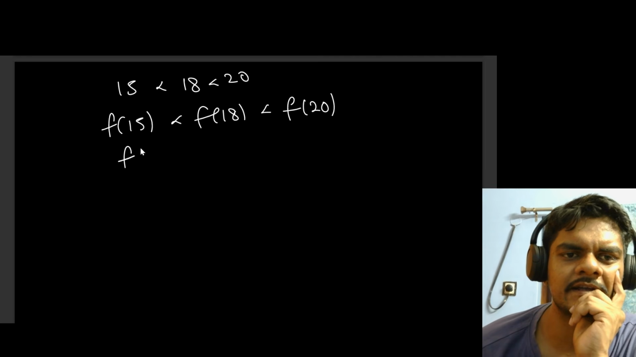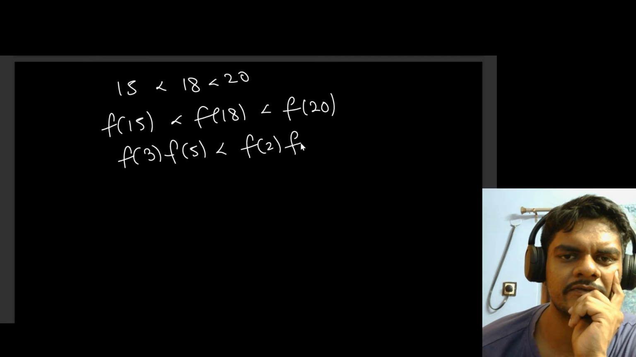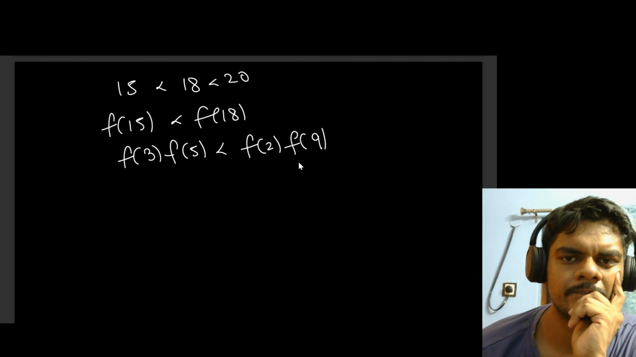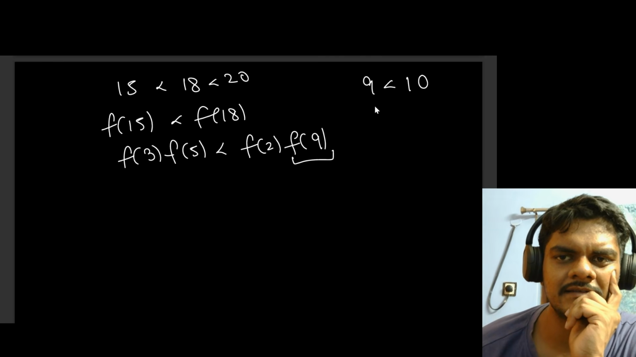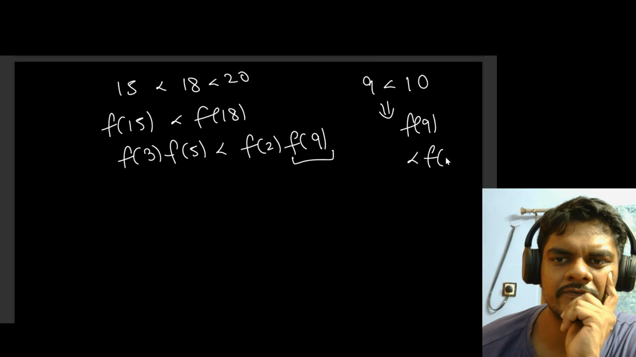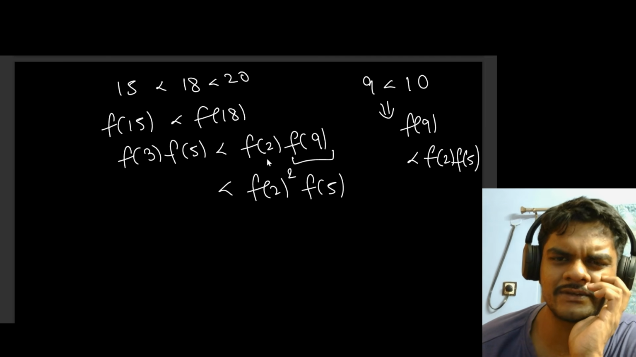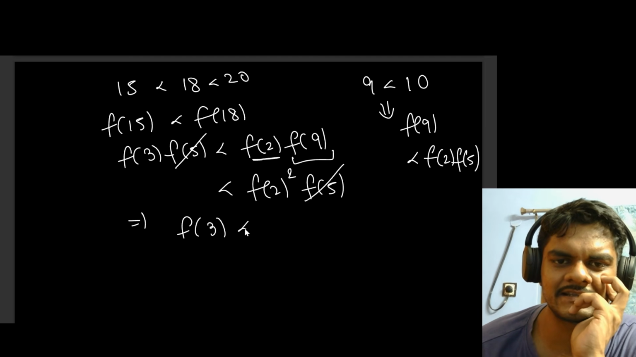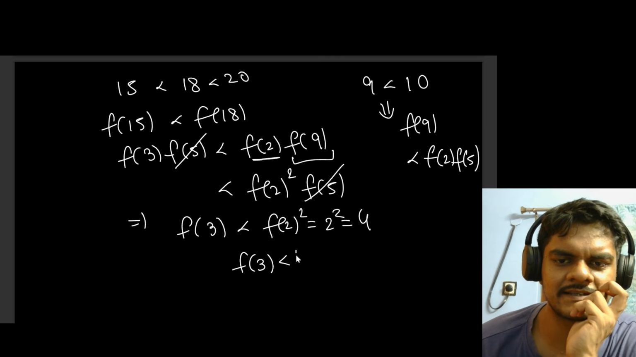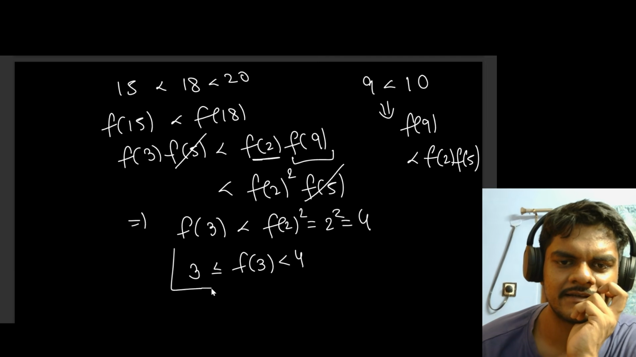Okay. So what is happening? f of 3 into f of 5 is less than f of 2 into f of 9, right? And 9 is less than 10. This will give me that f of 9 is less than f of 2 into f of 5, and this will be less than f of 2 square into f of 5, and we know that f of 2 is 2, and I can cancel out f of 5. So you have that f of 3 is less than f of 2 square, which is 4. f of 3 is less than 4 and f of 3 is greater than or equal to 3, our initial thing.